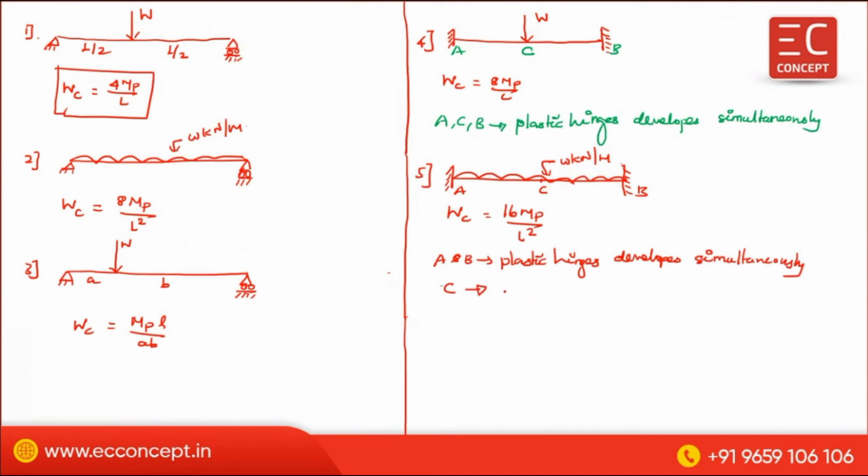After that, the plastic hinge will develop at C. So the A and B plastic hinges develop simultaneously, and after that the plastic hinge will develop at point C. So that's the point. Sixth one, eccentric point load W.